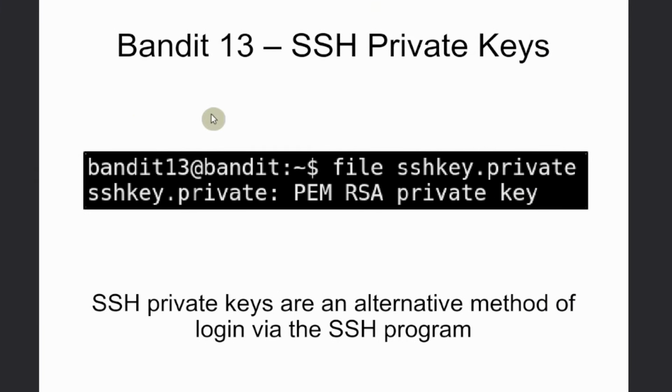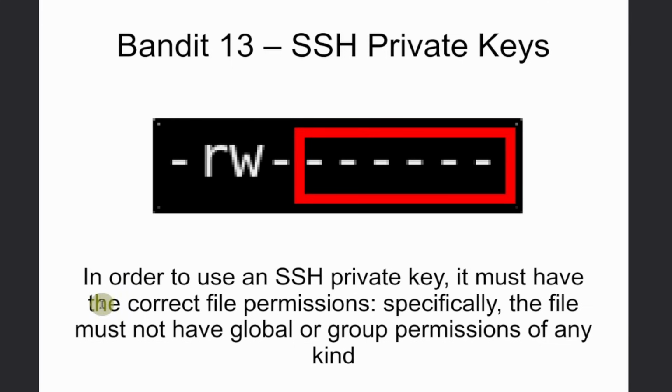So in Bandit 13, we're talking about SSH private keys. SSH private keys are an alternative method of login via the SSH program. In order to use an SSH private key, it must have the correct file permissions. Specifically, the file must not have global or group permissions of any kind. So when we set up these SSH private keys, we have to make sure that there are no permissions for any global users or any group users. Otherwise, the SSH program is going to reject that key.